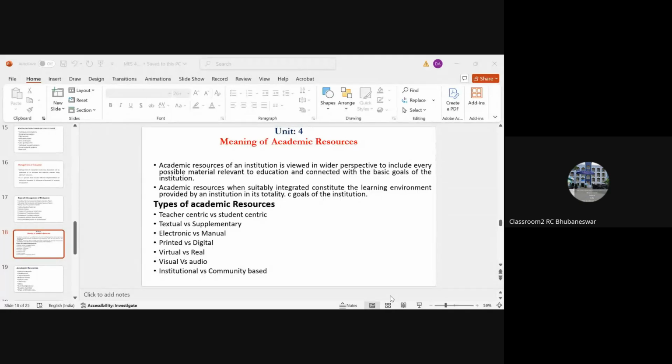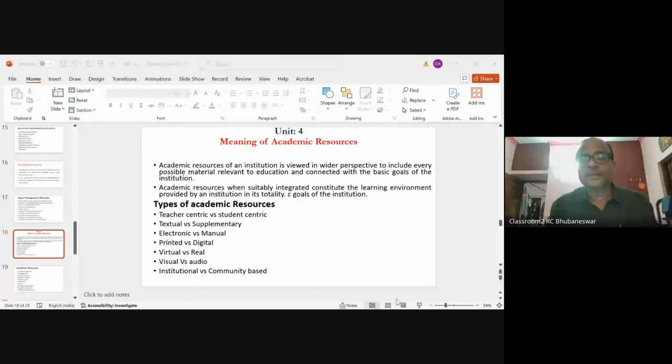Then electronic devices. Electronic device is also another resource. What are the electronic devices? Today, computer, television, projector, like that. A variety of electronic or digital resources are there that must be related to the institution.